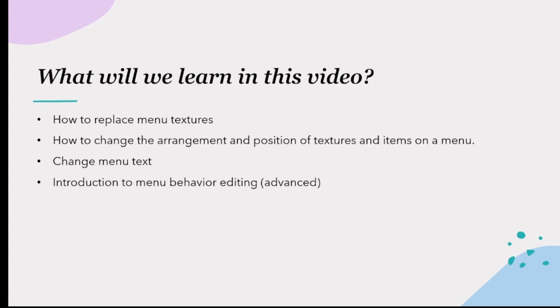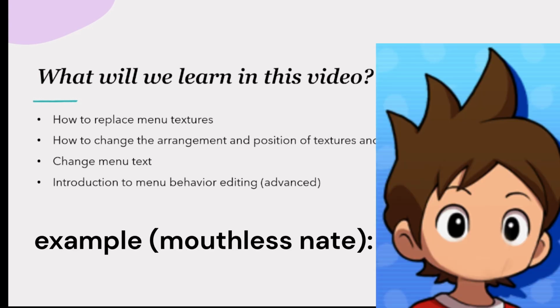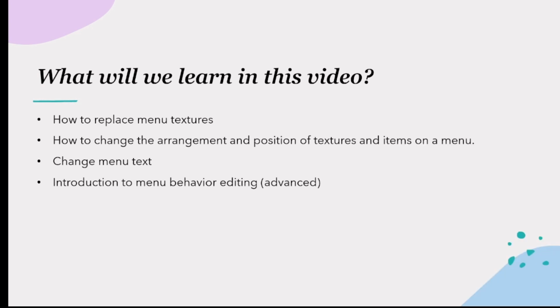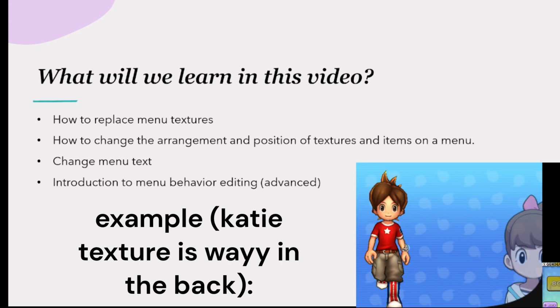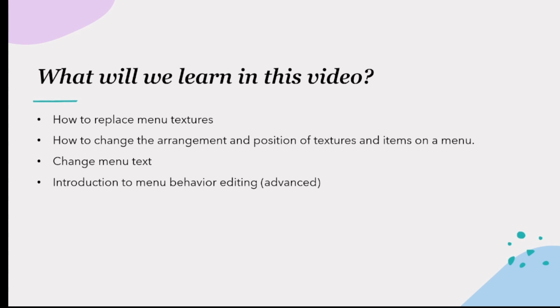In this episode, we will learn how to replace menu textures, meaning like instead of a hello button, it will be a bye button. This is a very bad example, but you understand what I mean. Then how to change the arrangement and position of textures and items on a menu. This one is a little bit more complicated. We'll be doing it with a tool called Level 5 Resource Editor.